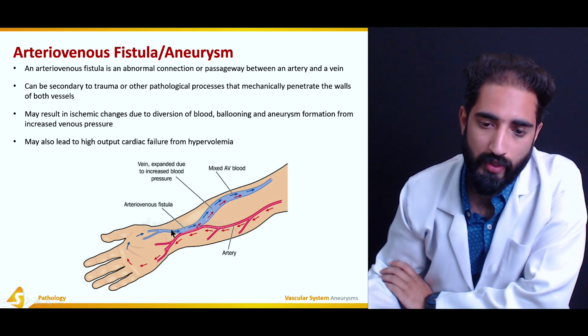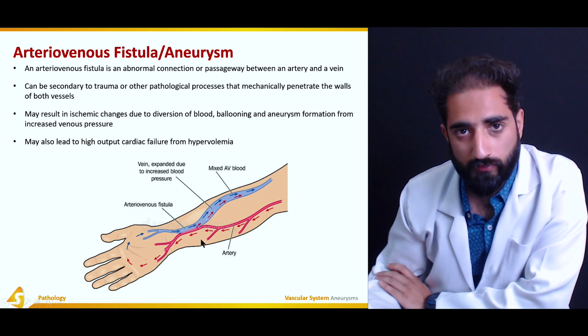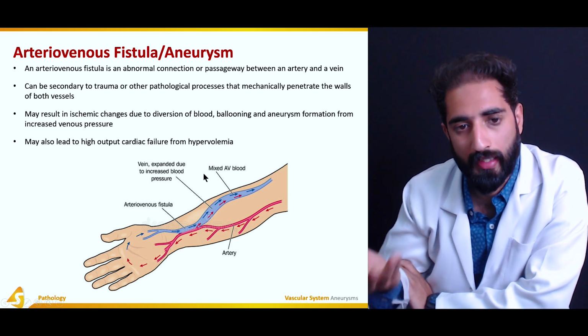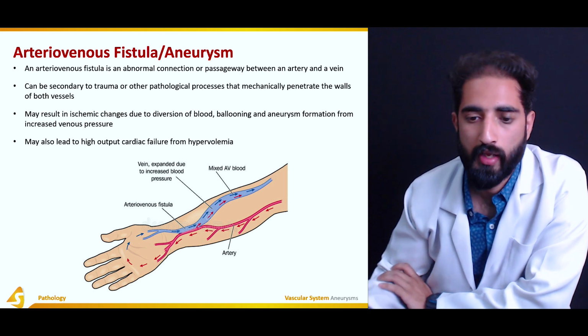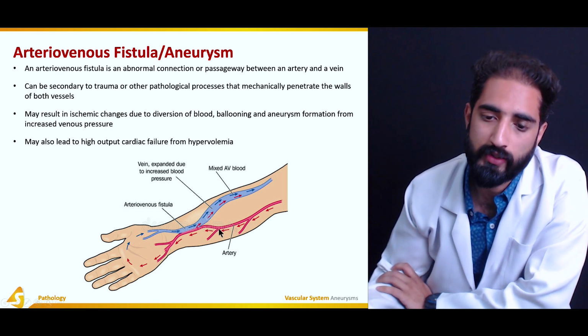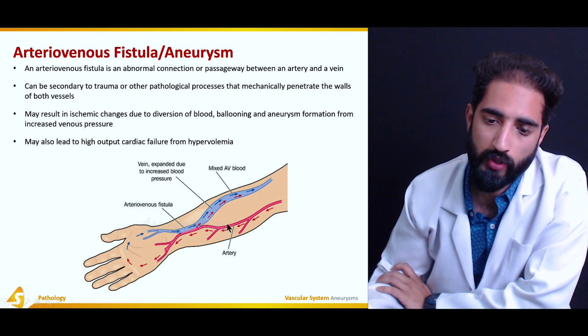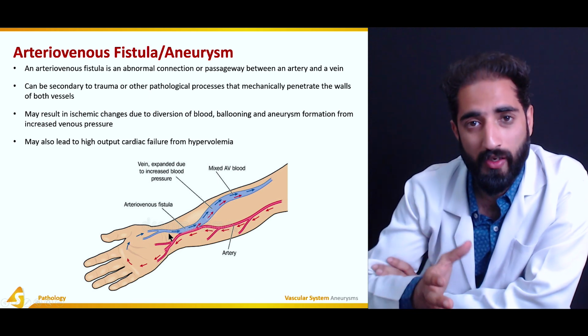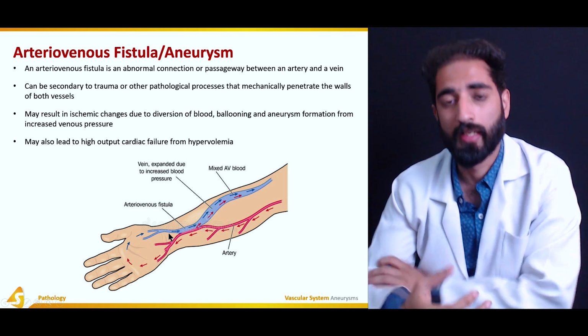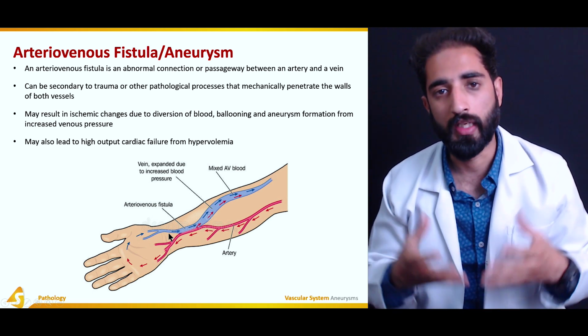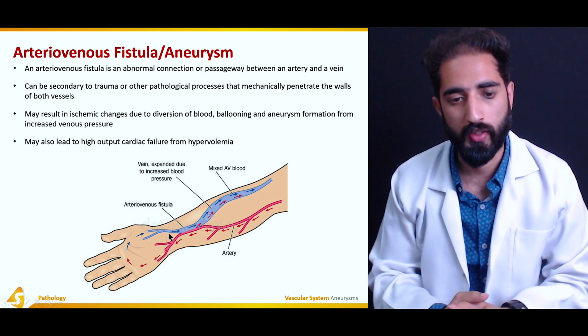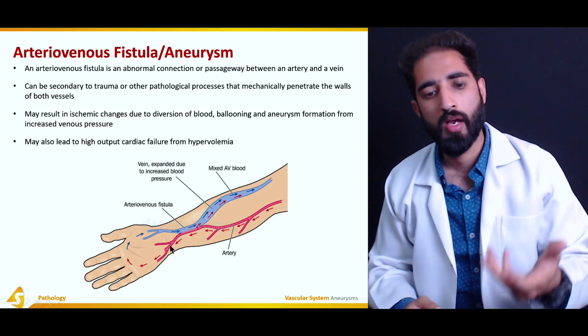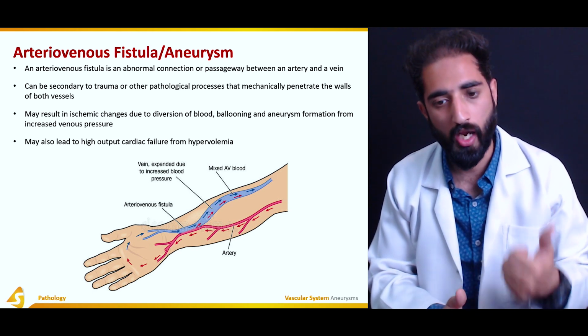as you can see here. This is normal, and as you can see, there's thickening of the vein. Now this is the arteriovenous aneurysm, and you can see there's mixing of venous and arterial blood. Instead of all the arterial blood going through and coming back to the vein, it is shunting into the vein here and causing increased venous pressure, resulting in swelling and dilation of the vein, resulting in arteriovenous fistula. It may also lead to high output cardiac failure from hypervolemia.